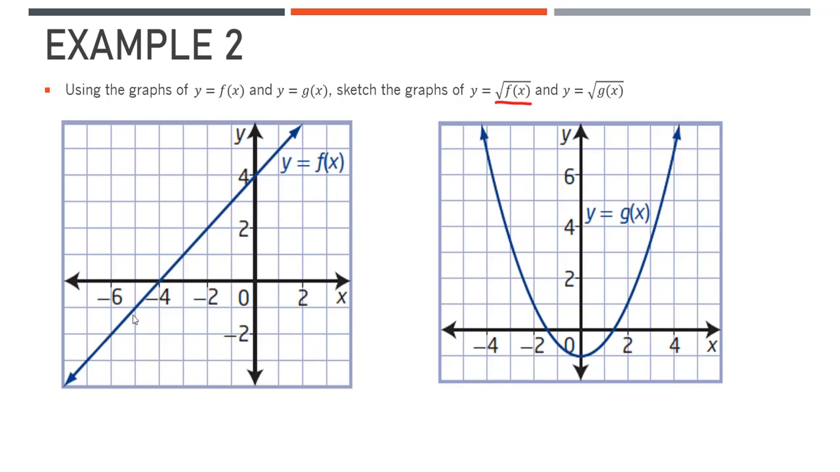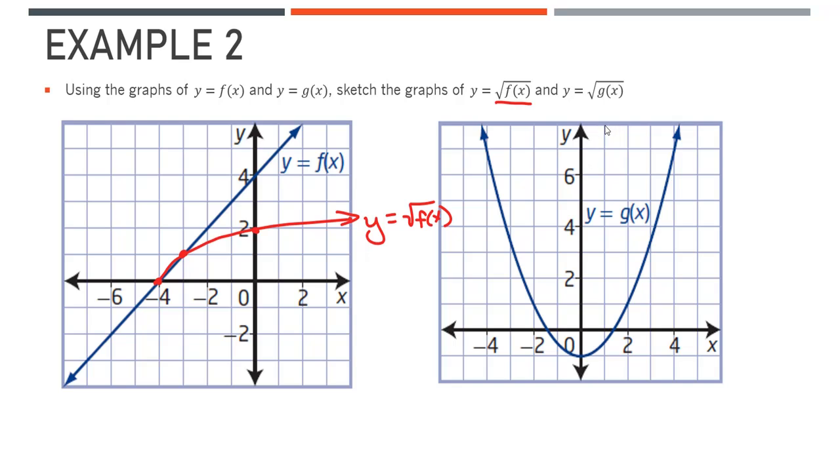Again, we can't square root a negative height. So therefore, we'll pick perfect squares, positive perfect squares. So square root of 0 is 0. Square root of 1 is 1. Square root of 4 is 2. And that's as far as that graph goes. So we're going to connect our points, and we get y equals square root of f of x. Again, we cannot root a negative height, so this part's not going to be part of our graph.